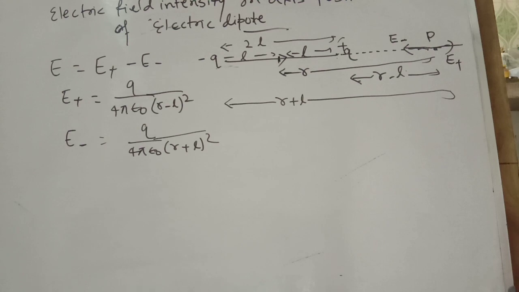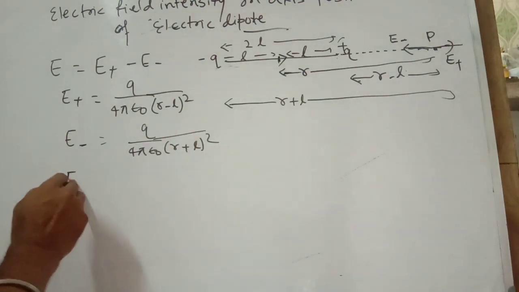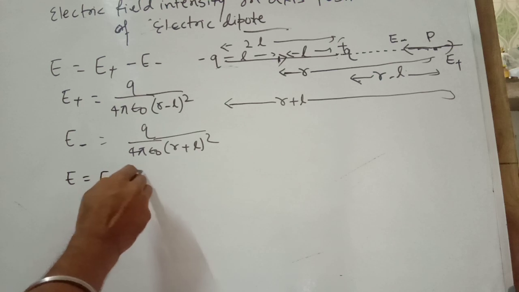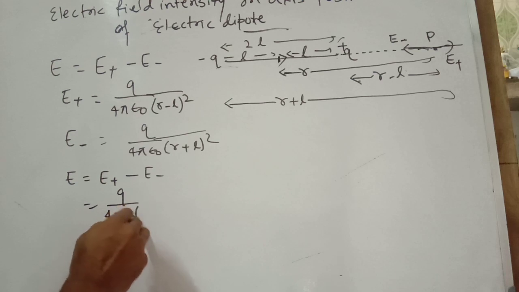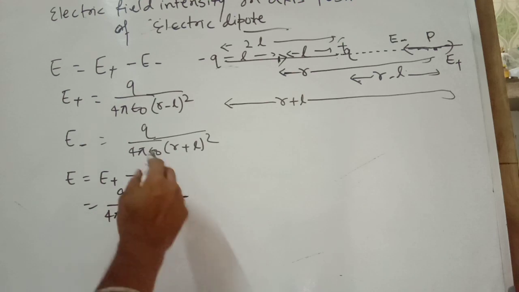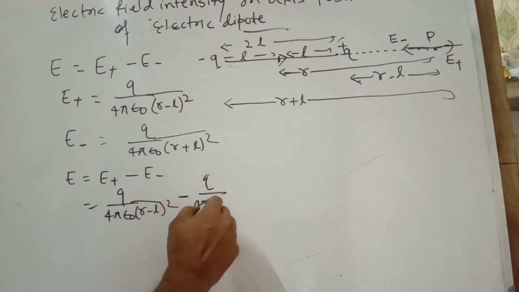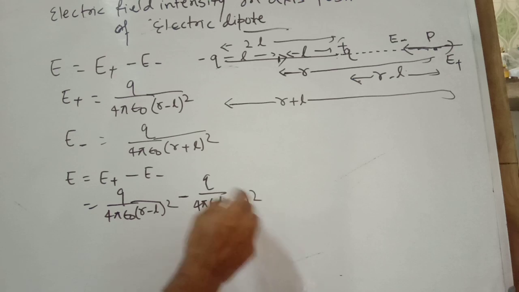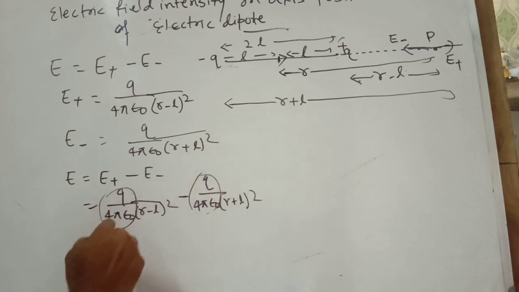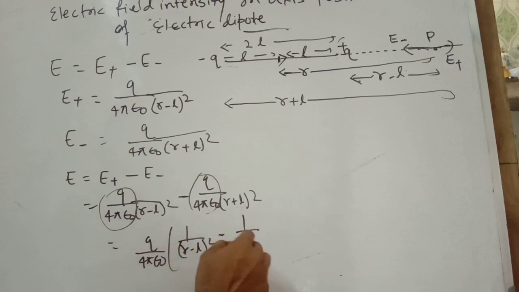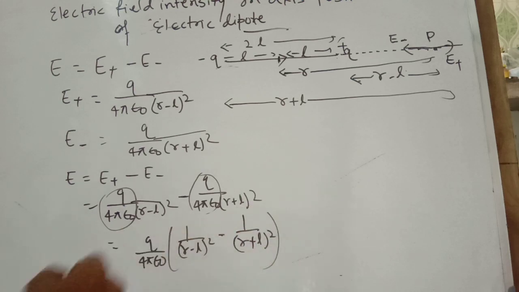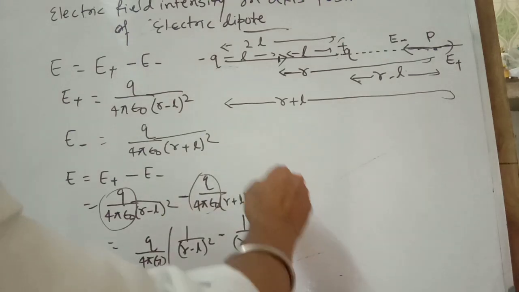Okay, so the net electric field is E equal to E plus minus E minus. Q by 4 pi epsilon naught (r minus l) whole square, and E minus is also q by 4 pi epsilon naught (r plus l) whole square. So these terms are common. If we take q by 4 pi epsilon naught common, it will be 1 by (r minus l) whole square minus 1 by (r plus l) whole square. After this you can solve.